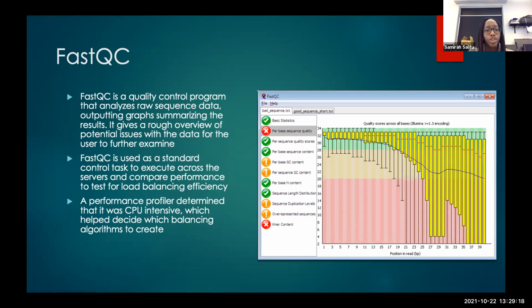FastQC was used as a standard control task to execute across the servers so that we could compare the performance to test for load balancing efficiency. A performance profiler determined that FastQC was CPU intensive, and that helped me decide which load balancing algorithms I wanted to create.